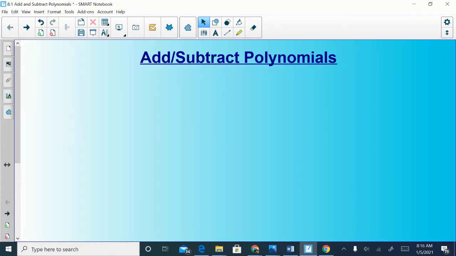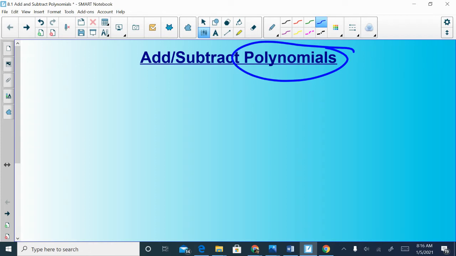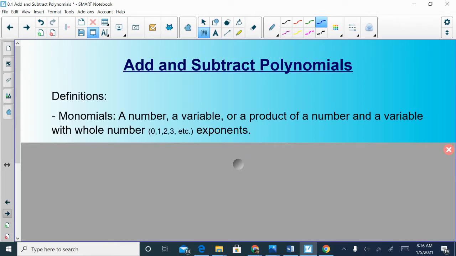Hello, algebra students. This is a lecture on adding and subtracting polynomials, but more specifically, it is our introduction to polynomials. This is a term that we have not used all year. We're going to be introducing it in this section, which is section 8.1. Let's start with what a monomial is. So what we're talking about today is polynomials.